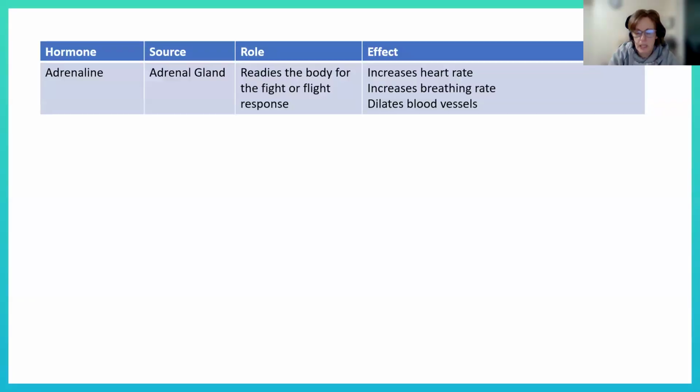So let's have a look at some of the common hormones that we might have heard about that are of importance in the body. So first one is adrenaline. That comes from the adrenal gland, which is just up and behind the kidneys. And what it does is it readies the body for fight or flight. So you've probably heard of the fight or flight response. And it does that by increasing your heart rate. Makes sense. Gets more oxygen to your muscles. If you've got to fight or run, you want lots of oxygen in your muscles. It increases your breathing rate. Makes sense. The faster you breathe, the more oxygen you take in, which can then go straight to your muscles.